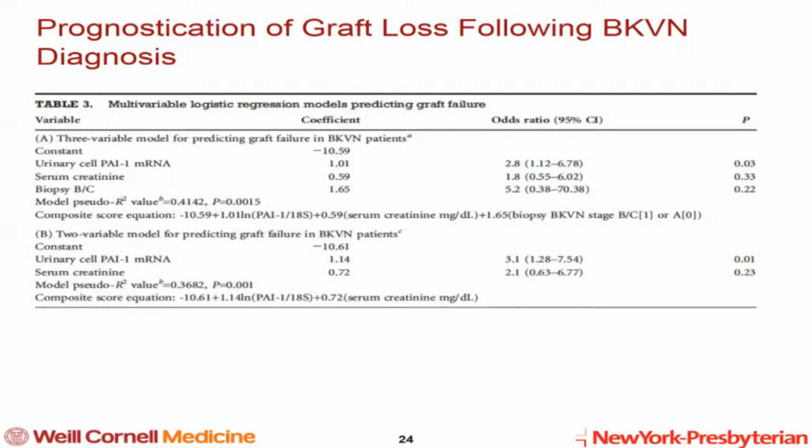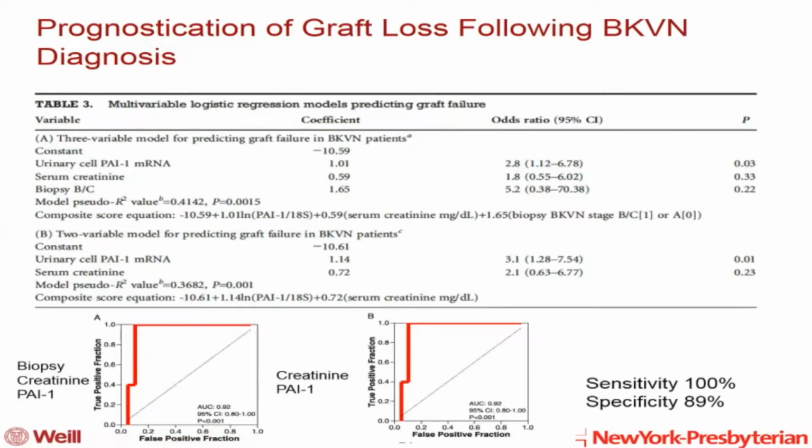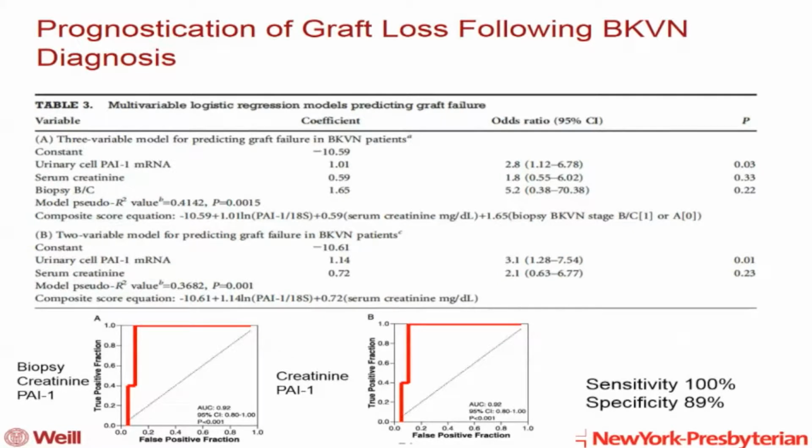And so from that data, we came up with a model based on clinical parameters, which included serum creatinine, the urine cell PI1 mRNA, and the biopsy findings. And if you did the ROC curves, looking just at the non-invasive markers, creatinine and PI1, compared to biopsy, creatinine, and PI1, there was no difference in the AUCs. And the sensitivity for this assay was 100% and specificity was 89%.